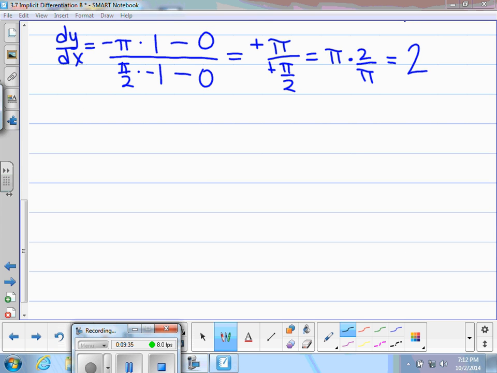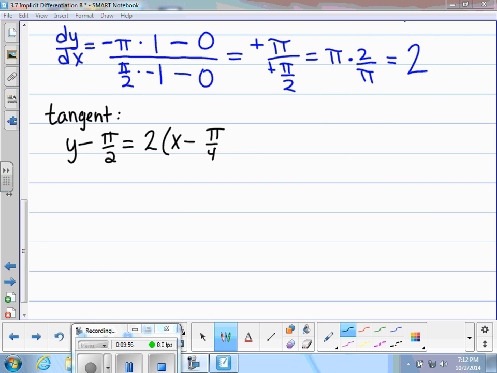All right, to save time on the equations, I'm just going to leave them in point slope form. But you are supposed to write equations. So the equation of the tangent is going to be y minus my y1, which is pi over 2, equals my slope that I found, yay, 2 times x minus pi over 4. So to save time, I'm leaving it like this.